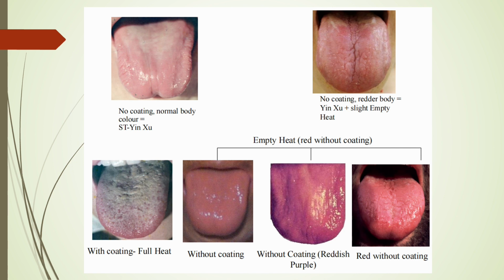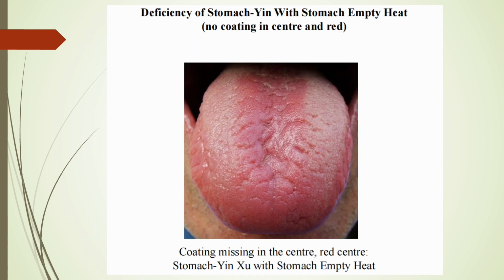The three stages of the formation of yin deficiency are rootless coating, which is the mildest form of yin deficiency, coating partially peeled, and coating missing completely. Empty heat may develop at any of these stages, but it is more likely to develop at the third. This tongue shows a coating that is missing in the center with a red center. So this is clearly stomach yin deficiency with stomach empty heat.